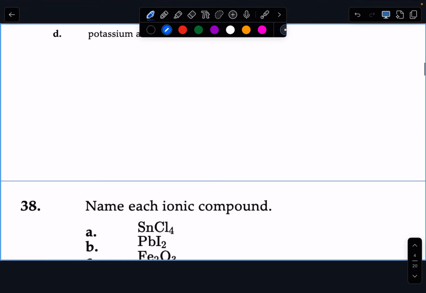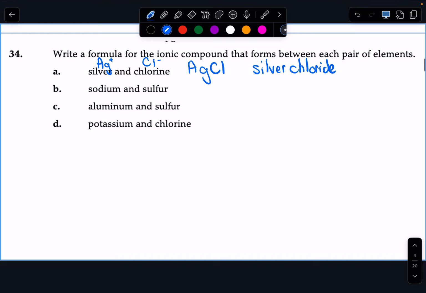Okay. I said A and B, so we'll go ahead and do that. So sodium +1 because it's in the first column. Sulfur 2- because it's in the 6th column. So the formula there is Na2S. So now a 2-to-1 ratio. And this would be called sodium sulfide.